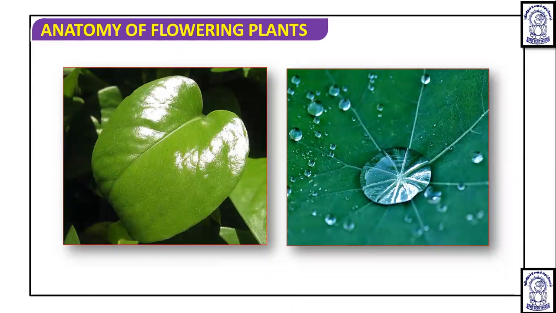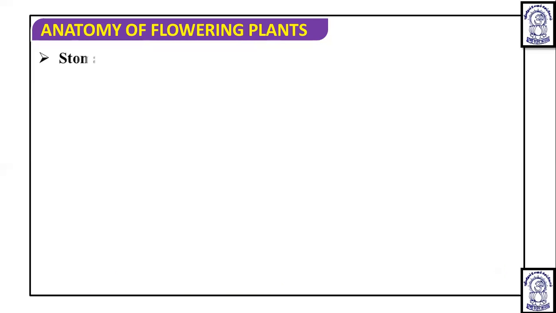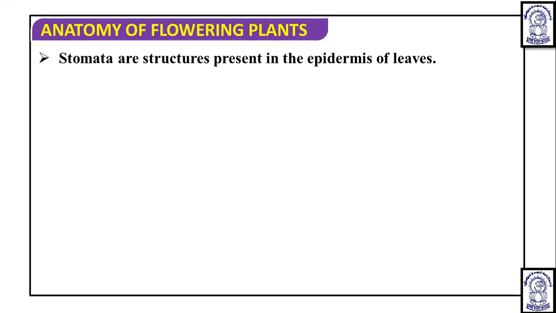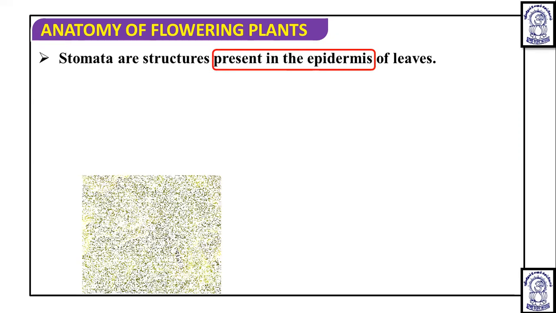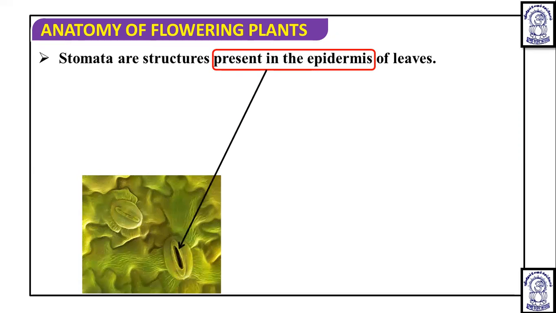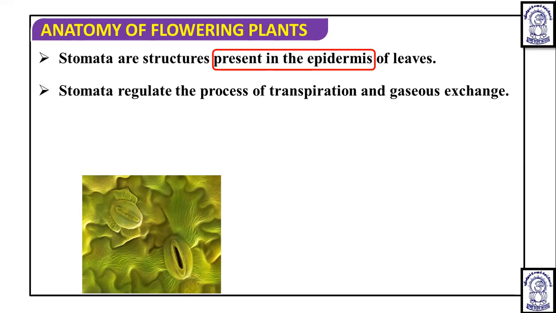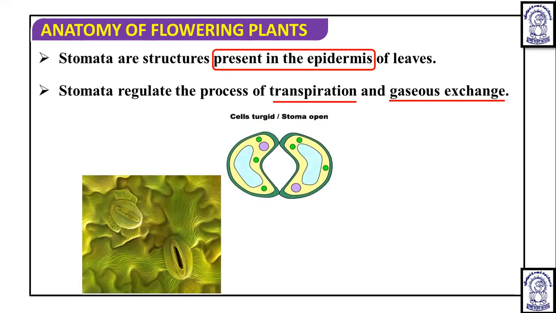Now, this is the water which is lost from the epidermis, and the stomata are the structures present in the epidermis of leaves. This stomatal structure regulates the process of transpiration and gaseous exchange. It carries out the loss of water in the form of vapor and also carries out gaseous exchange. So the stomata are here in the epidermis.